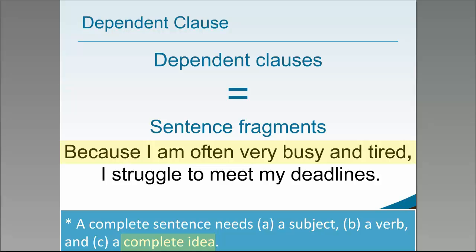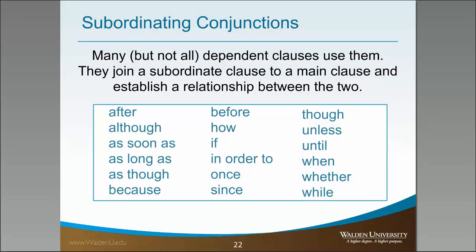Dependent clauses often begin with subordinating conjunctions, another big word or phrase that we use when we talk about grammar. It's not 100% necessary that you use the term subordinating conjunction, but at least understanding the idea will be important here. Many, but not all, dependent clauses use them. They join a subordinate clause to a main clause and establish a relationship between the two.